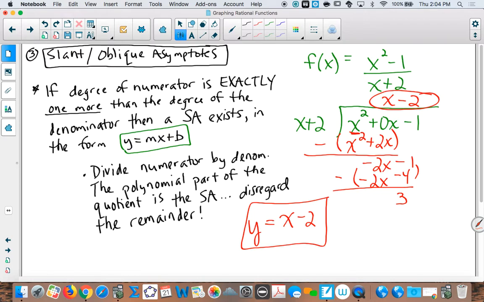Okay? So again, the slant happens if the degree of the top is exactly 1 more than the degree of the bottom. All right.